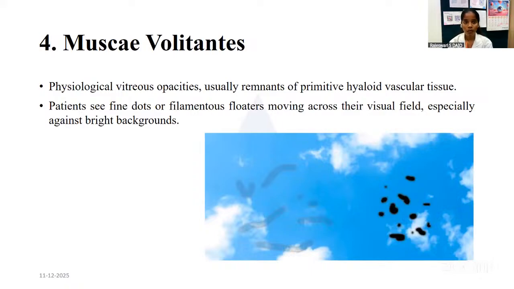Muscae volitantes. Physiologically, vitreous opacities are usually remnants of primitive hyaloid vascular tissues. Patients see fine dots and filamentous floaters moving across their visual field, especially against a bright background.